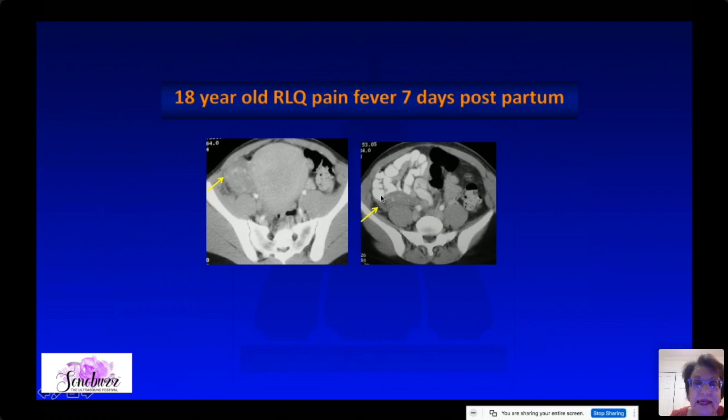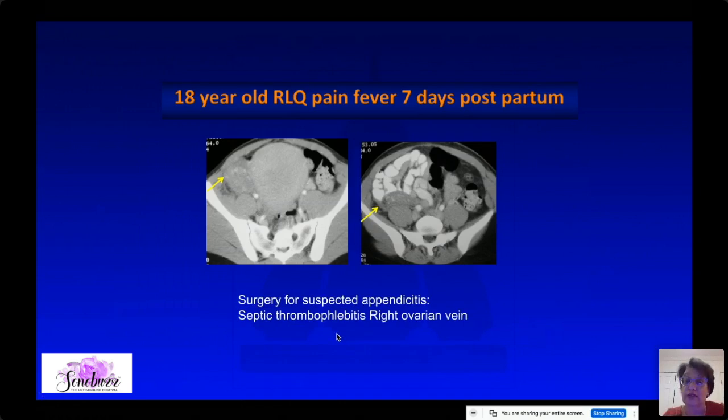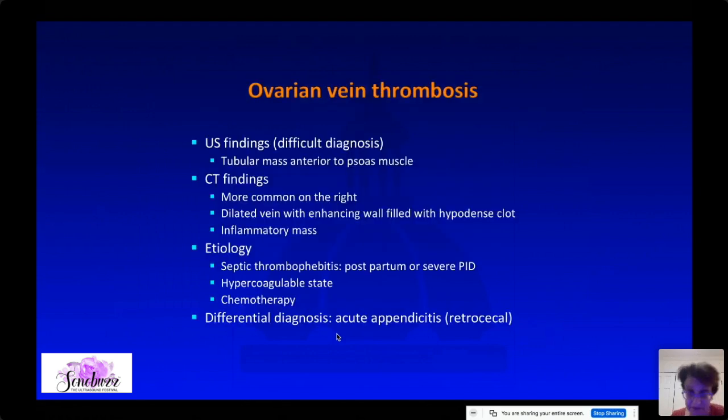And I have to say, this is again an old case. We didn't really make the diagnosis pre-op. We thought, well, maybe it's just some phlegmon. We weren't sure exactly what was going on, but we should have known, 7 days postpartum, to think about the possibility of ovarian vein thrombosis. And that's what she had. She had septic thrombophlebitis of the right ovarian vein. And of course, this is something that can happen postpartum.